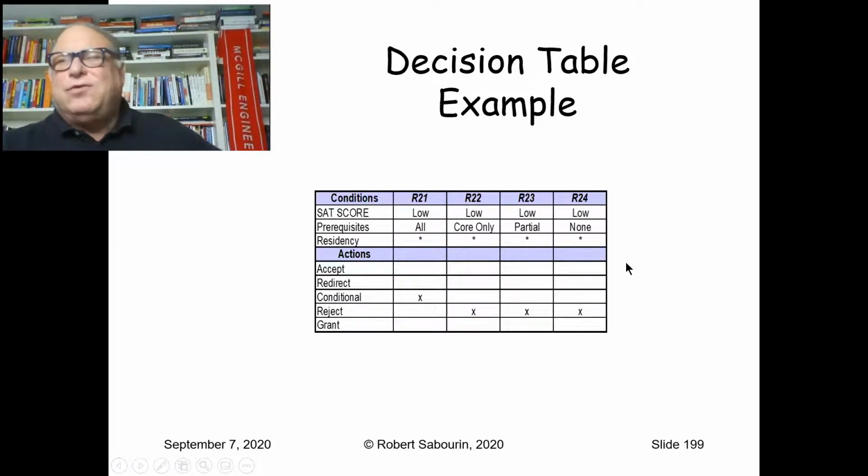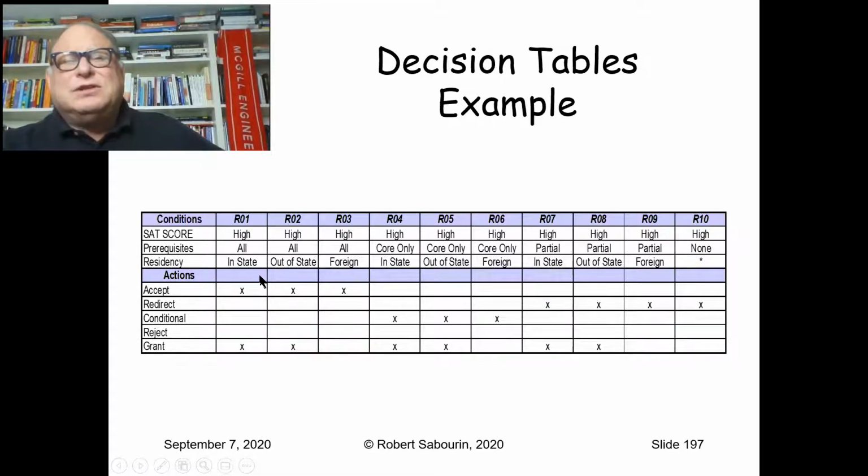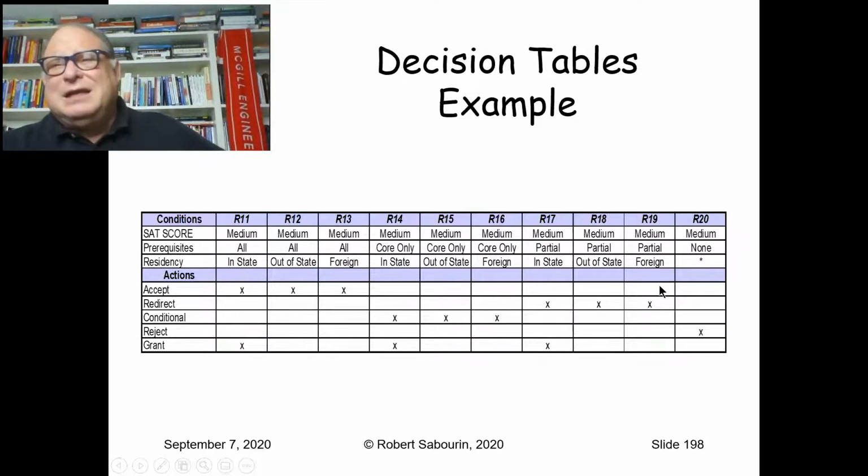I guess the last 4 here are pretty similar to the other ones. If you have rule 24, low SAT score, none of the prerequisites, it doesn't matter where you live, you're going to be rejected.